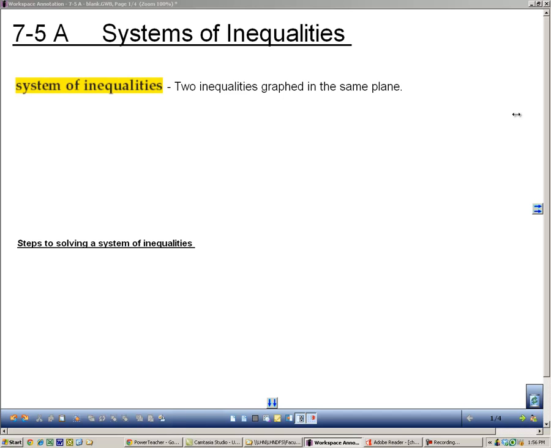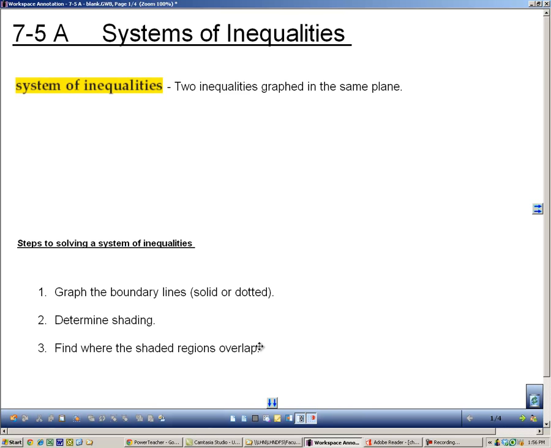Section 7.5a is about a system of inequalities. Well, a system of equations is when you graph two lines in the same plane. A system of inequalities is when you graph two inequalities in the same plane. There are a couple of steps that we're going to use, and they're similar to ones we've seen in the past. We're going to graph the boundary line and figure out if that's solid or dotted. We're going to find the shading for our inequalities, and then we're going to find where those shaded regions overlap.